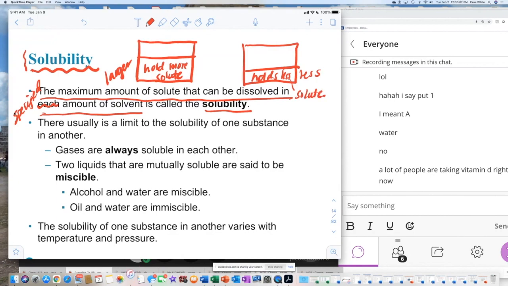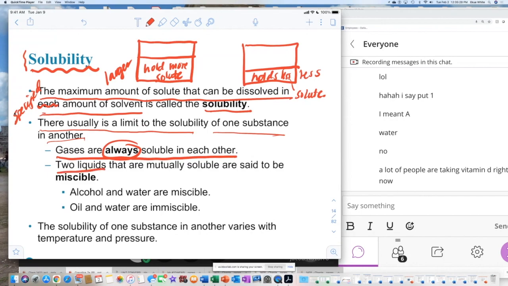Okay. So we're told there is usually a limit to solubility of one substance in the other. We're told here gases are always soluble with each other. Due to the lack of intermolecular forces, gases don't have to interact with each other to dissolve with each other. They just kind of occupy similar space, right? So gases always mix with each other.